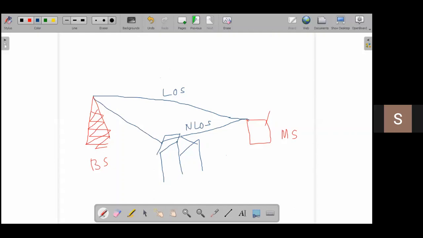So maybe there are trees there. So many trees are there. So the signal will be impacted, because whatever antenna is used at the base station is omnidirectional. In all directions the signal will spread, so the reflection will occur. So this is non-line of sight.